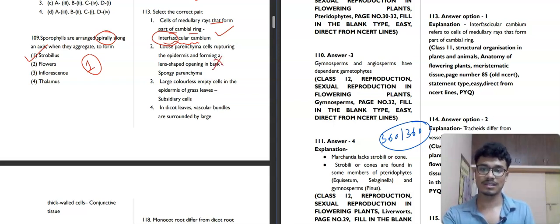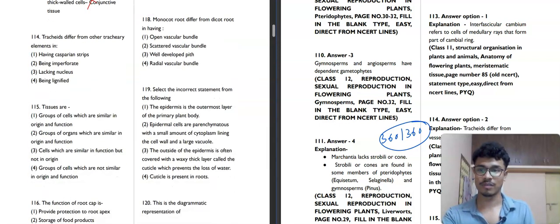Large colorless empty cells in the epidermis of grass leaves are subsidiary cells. Is it? These are called bulliform cells, not subsidiary cells. In dicot leaves, vascular bundles are surrounded by large thick walled cells called conjunctive tissue. It is also not correct. So which is the correct pair? First option is our correct answer. Now we'll move towards the next question, that is question number 140.